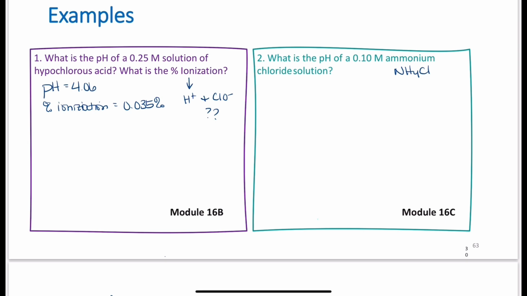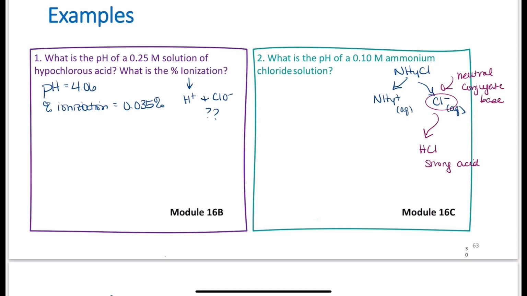So why would it have a pH? I need to recognize that ammonium chloride is a salt and will break apart as a strong electrolyte. So this breaks up into NH4 plus ions and Cl minus ions. One of these will react with water, the other one will not care. And I need to recognize which is which. If I look at chloride, I know chloride comes from HCl, which is a strong acid, which means this is a neutral conjugate base.